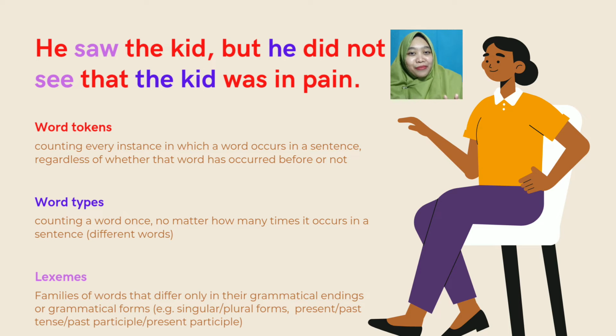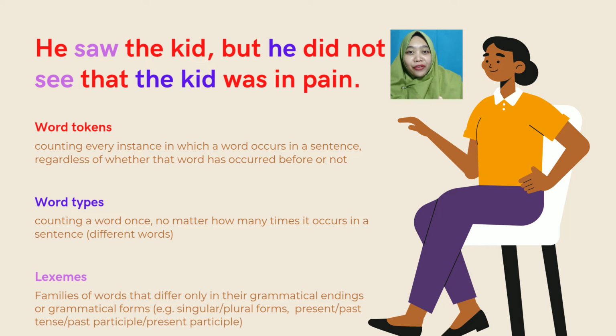Let us see the example again. If you are counting something like he saw the kid, but he did not see that the kid was in pain, it means that you are counting word tokens, because you count every single word in a sentence, or you count the running words.